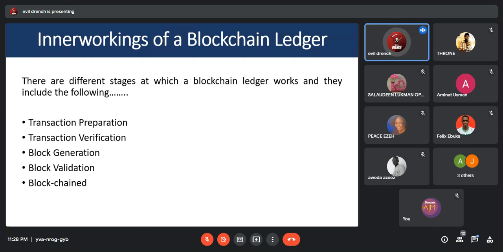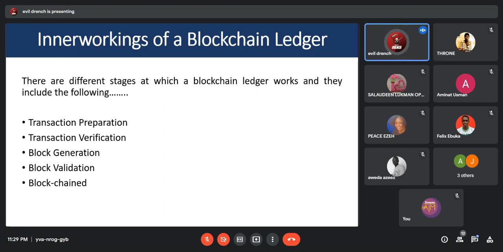So after block generation, block validation comes in. After you've successfully created your block, right, the nodes in the network go through a validation process, whereby the majority of the nodes have to acquire consensus. So they have to agree with each other. There are ways to achieve consensus, which we are going to talk about in more detail in one of our next classes, right?